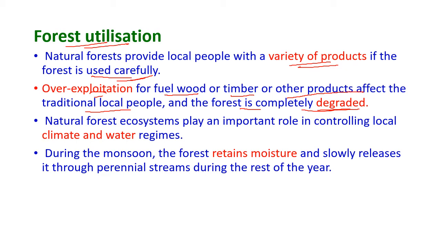Then the natural forest ecosystems play an important role in controlling the local climate and water regimes. And then during the monsoon, the forest retains a large amount of moisture and slowly releases it through the perennial streams during the rest of the year. That is, the streams running throughout the year will get the water from the forest so that the stream will be filled with water throughout the year.